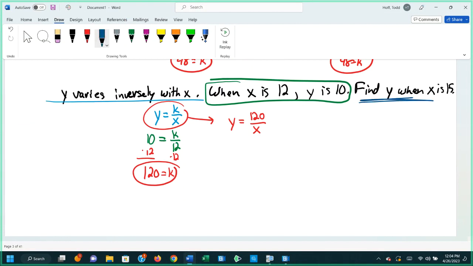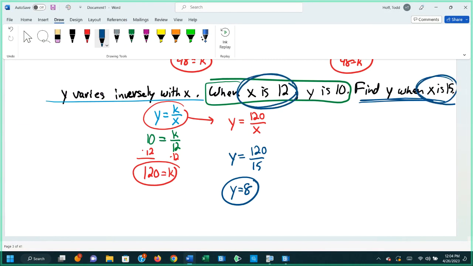And now find y when x is 15. Put 15 in for x. 120 divided by 15 is 8. So y is 8 when x is 15. So you can see here, x got bigger, it went from 12 up to 15. Y got smaller, went from 10 down to 8. Not by the same amount, but by that related amount again.